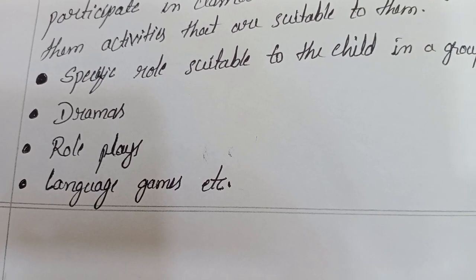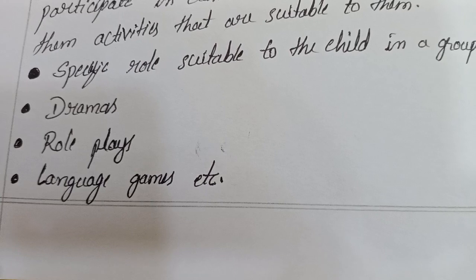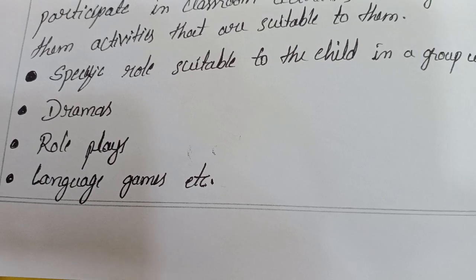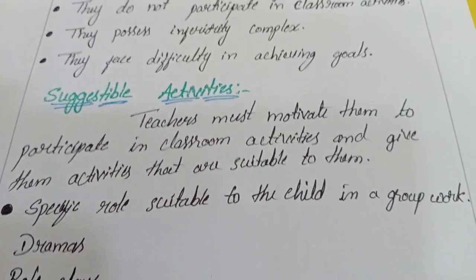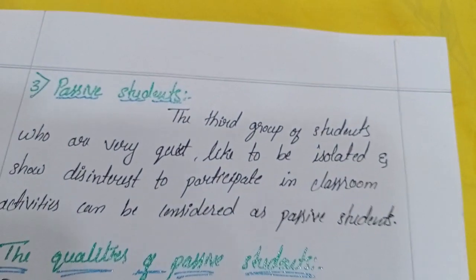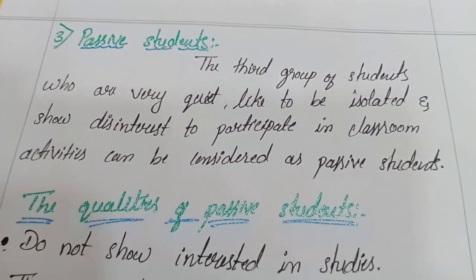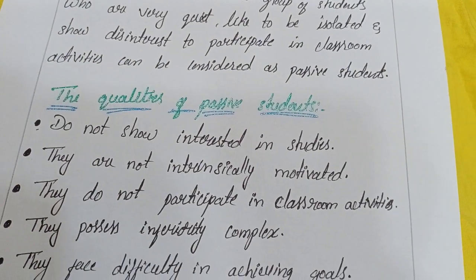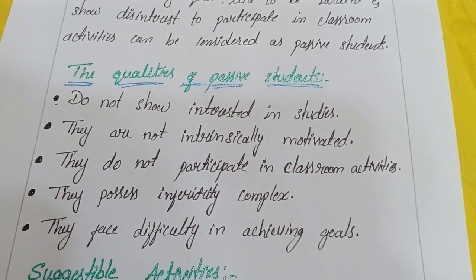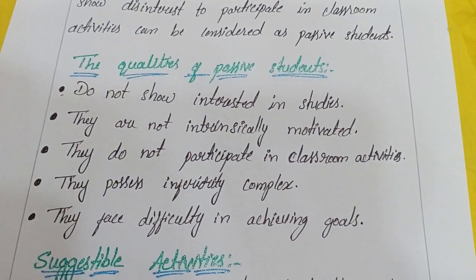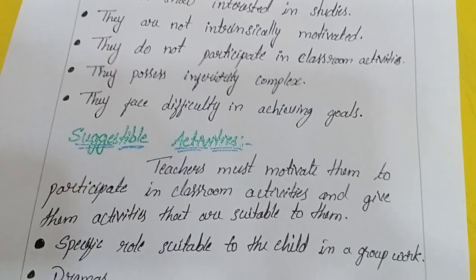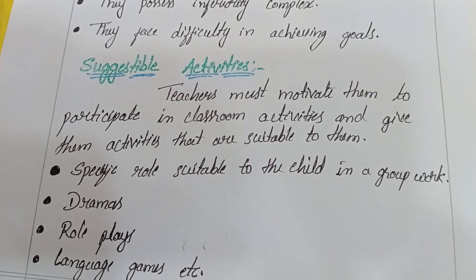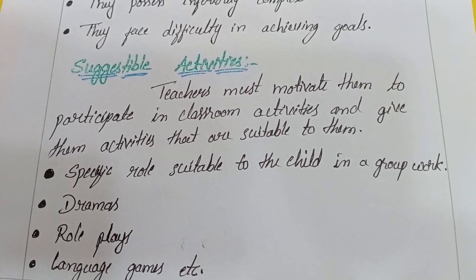Language games, suppose some language games are played by the teachers between the passive students and the active students in the classroom. So friends, this is about the three types of students we see in classrooms. First one is the leader, second one is the follower, and third one is the passive student. I explained briefly about the qualities of all the students, and the suggested activities the teacher has to do in class, giving activities to all types of the students.